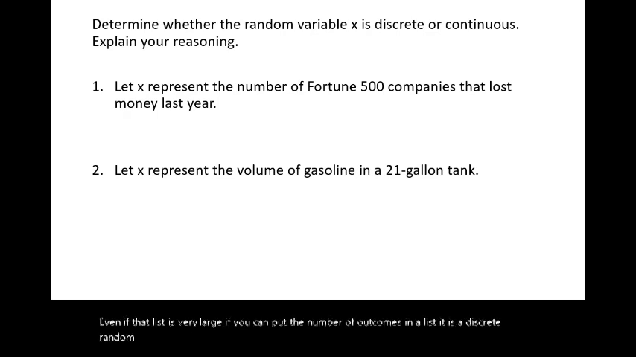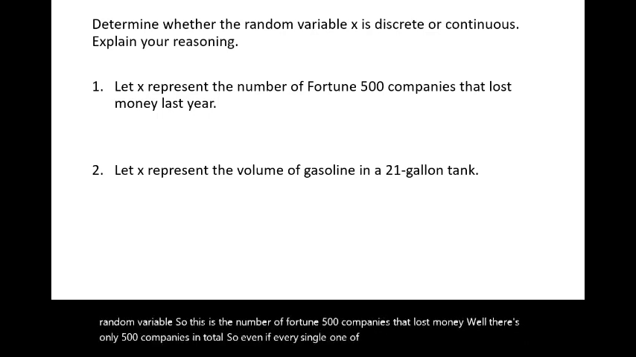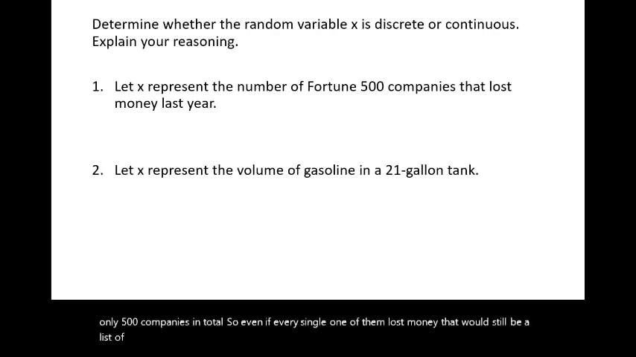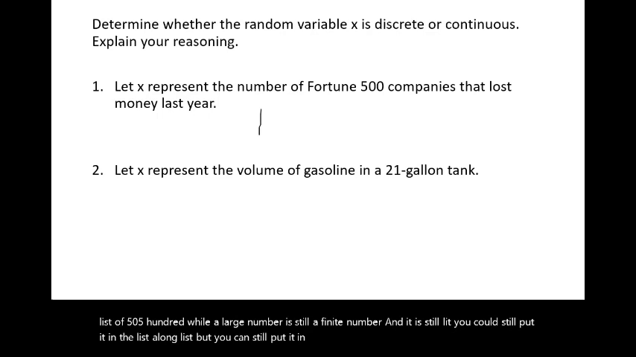So this is the number of Fortune 500 companies that lost money. Well, there's only 500 companies in total, so even if every single one of them lost money, that would still be a list of 500. 500, while a large number, is still a finite number, and you could still put it in a list, a long list, but you can still put it in a list. So this is an example of a discrete random variable.